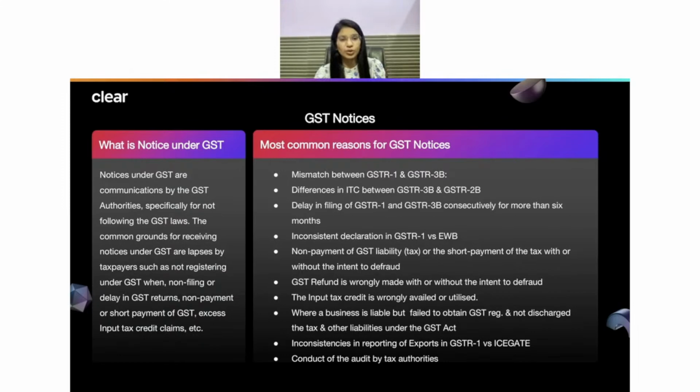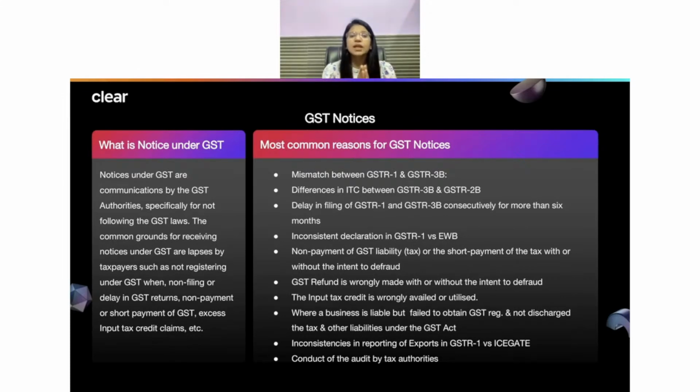Because many times that is also not correct, right? So this is another important point which we should understand. Now, the other reason could be because of the GST refund also. Many times we have wrongly claimed the refund from the department. In that particular case, they can again raise the notice.